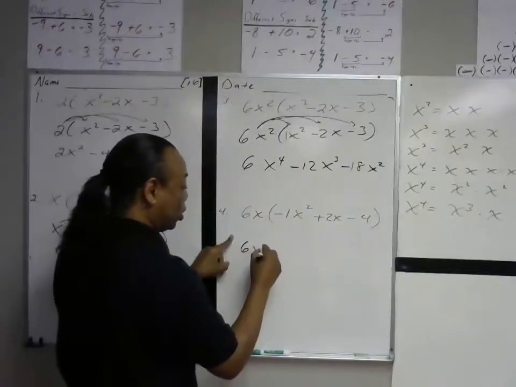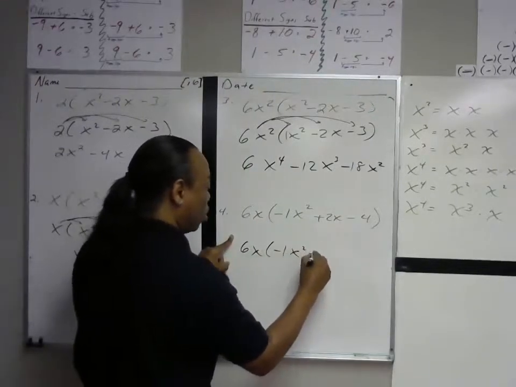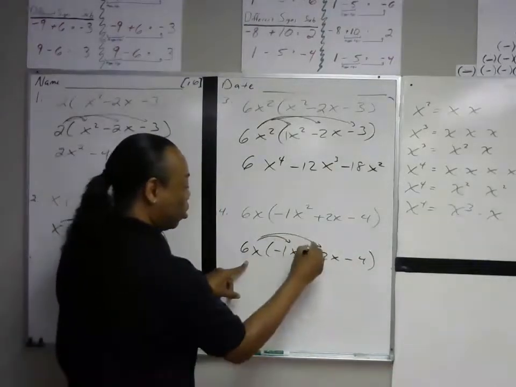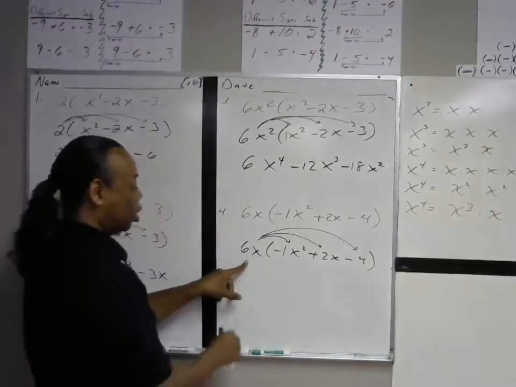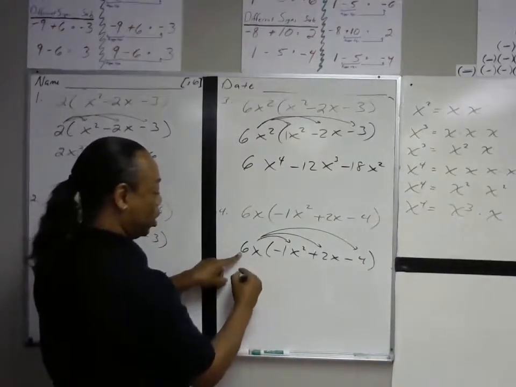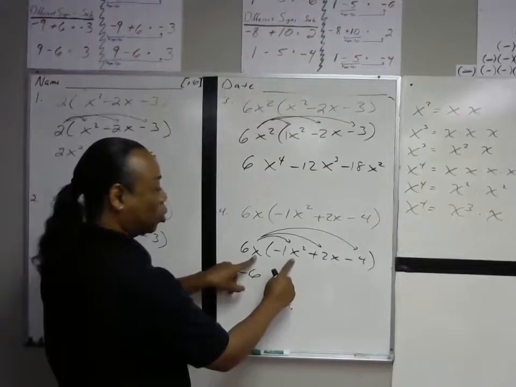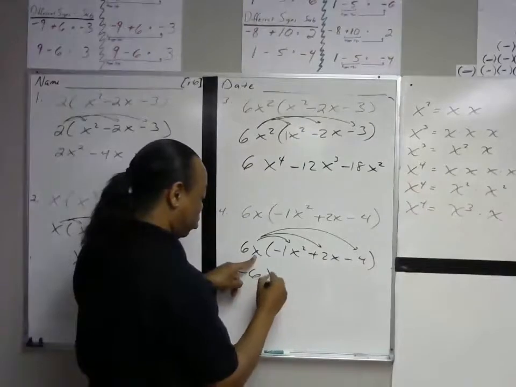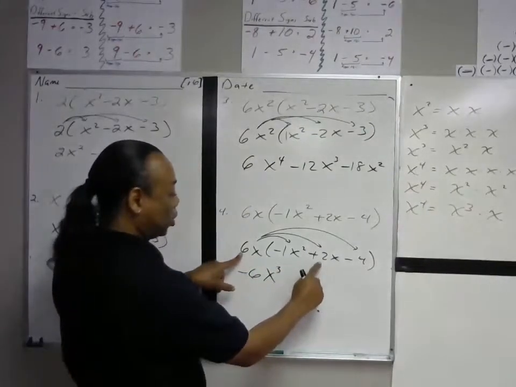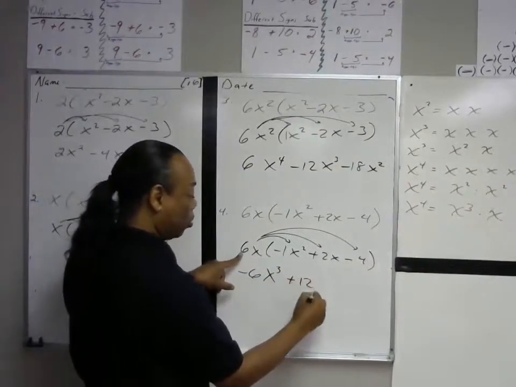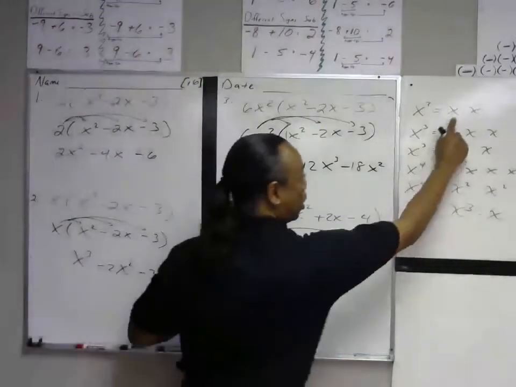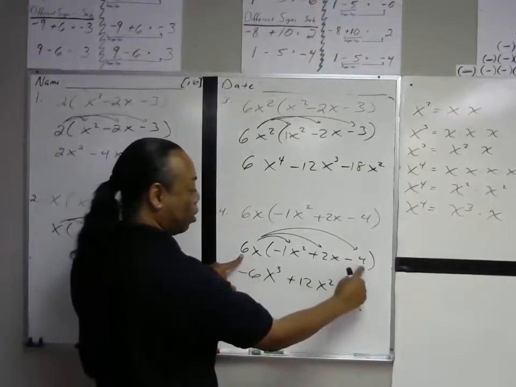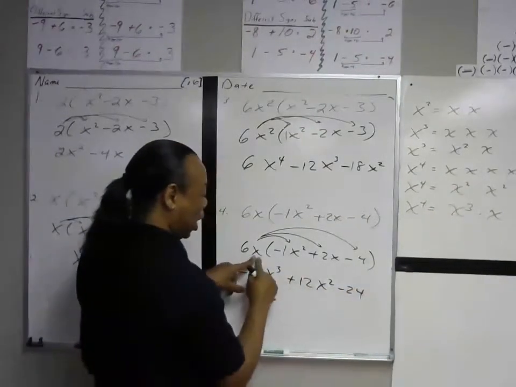Okay. Number 4, preserving the integrity of the original problem. This will be 6x times negative 1 x squared plus 2x minus 4. Okay, so we'll be distributing here, here, and there. So 6 times negative 1 is negative 6. X times x squared is x to the third power. Next is 6 times 2, which is positive 12. And x times x, again, is x to the second power. Lastly, we have 6 times a negative 4, which is negative 24, times x.